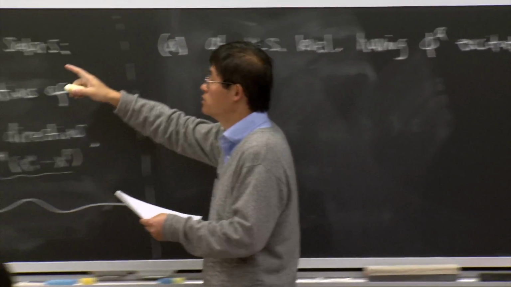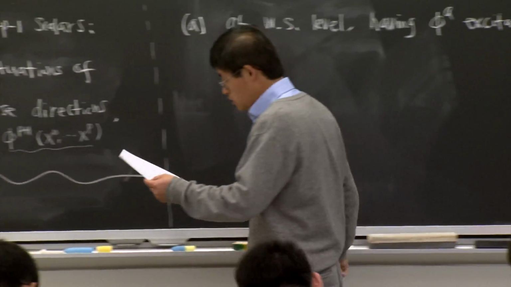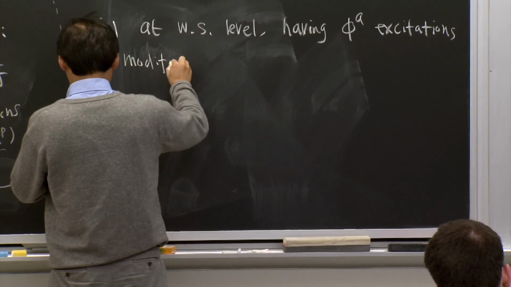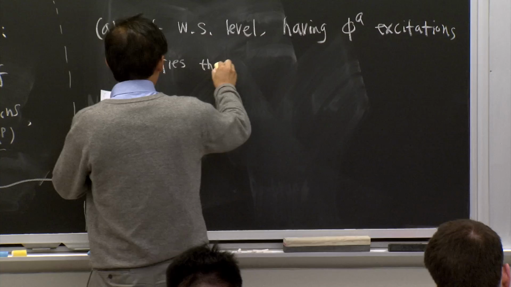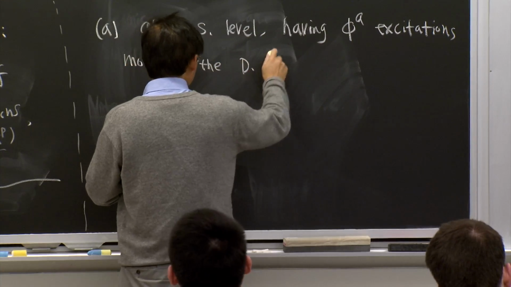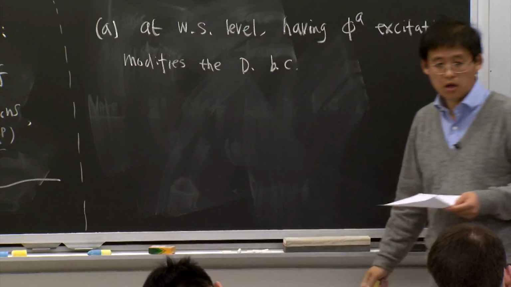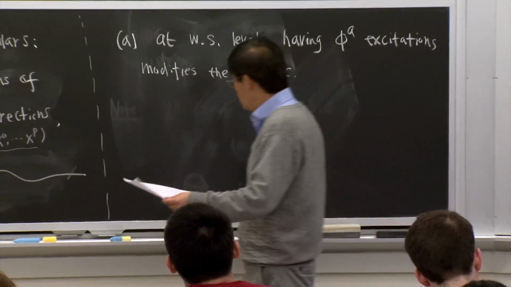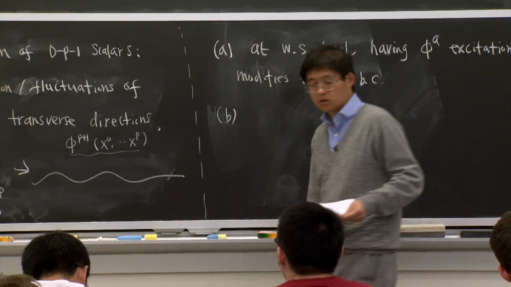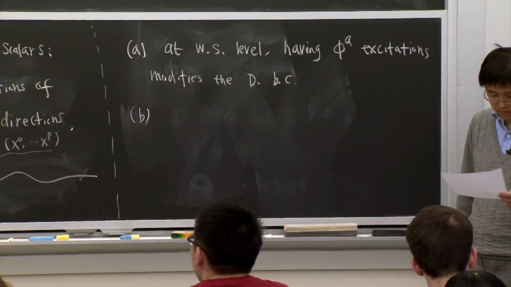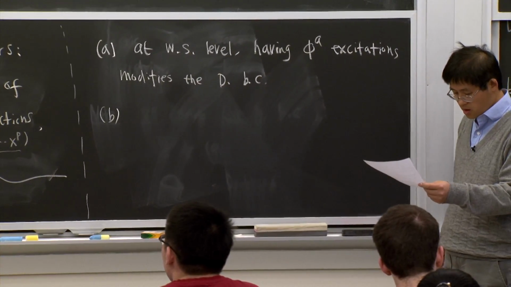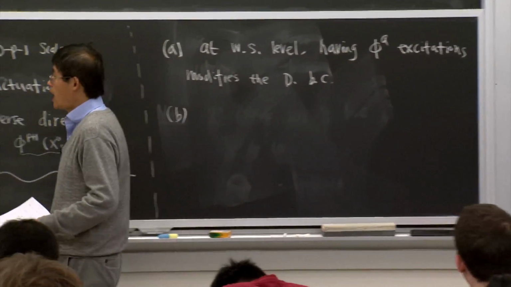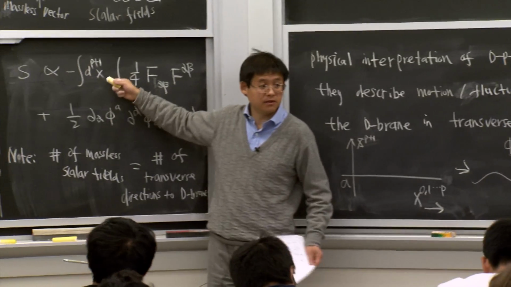So this is a picture in momentum space. Phi excitations modify the duality boundary condition. Okay, so this you can show explicitly. So this is the first point, which I will not go into there. And the second point is that you can actually work out the precise prefactor.